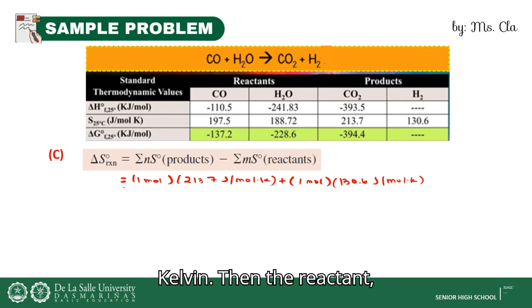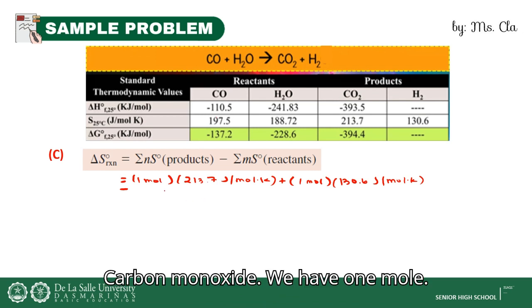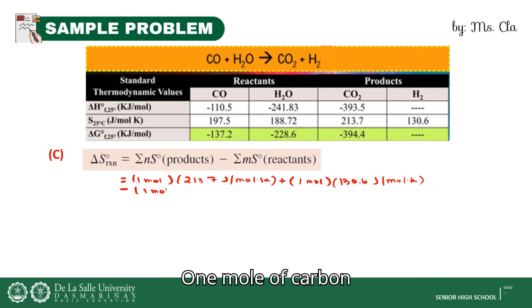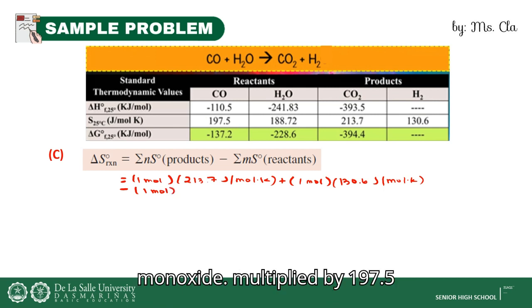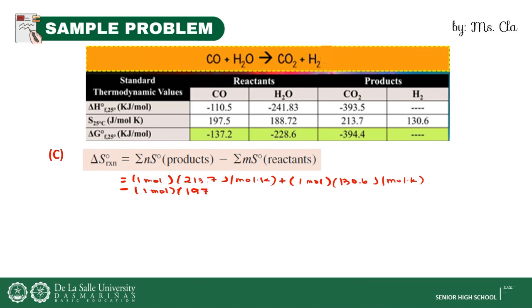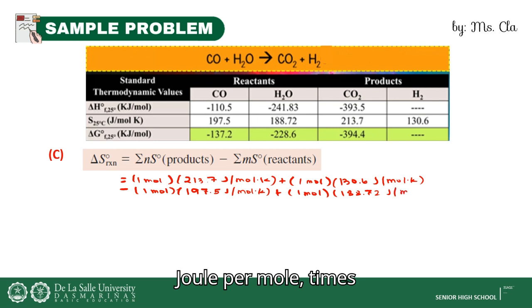Then the reactant, let's subtract. Carbon monoxide, we have 1 mole. 1 mole of carbon monoxide multiplied by 197.5 joule per mole times Kelvin, plus 1 mole of water times 188.72 joule per mole times Kelvin. So when we multiply this, the mole will be cancelled.